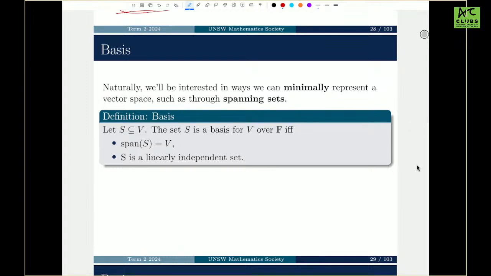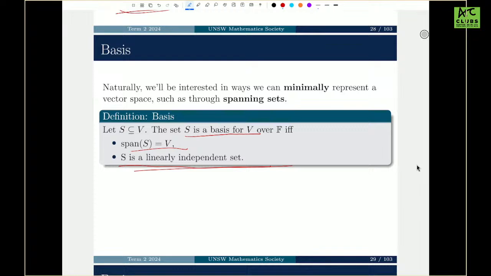Okay, naturally we'll be interested in ways we can minimally represent a vector space. That is, distill the information in the vector space through the spanning sets. So we call S a basis for V by definition if span S equals V and S is a linearly independent set.